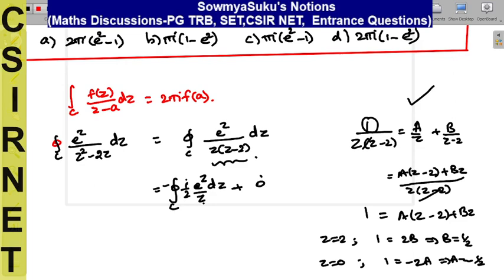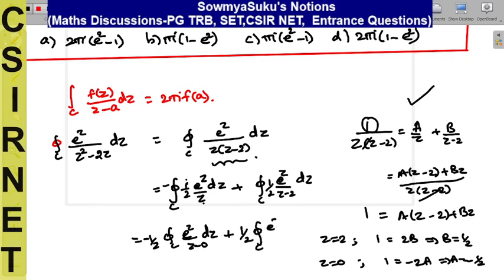Then plus integral over C, B divided by z minus 2. So here already e power z dz is there. What is B here? 1 by 2 divided by z minus 2, okay? So which is equal to minus 1 by 2 common for both. So integral over C e power z divided by z minus 0 into dz, plus 1 by 2 into integral over C e power z divided by z minus 2 into dz.